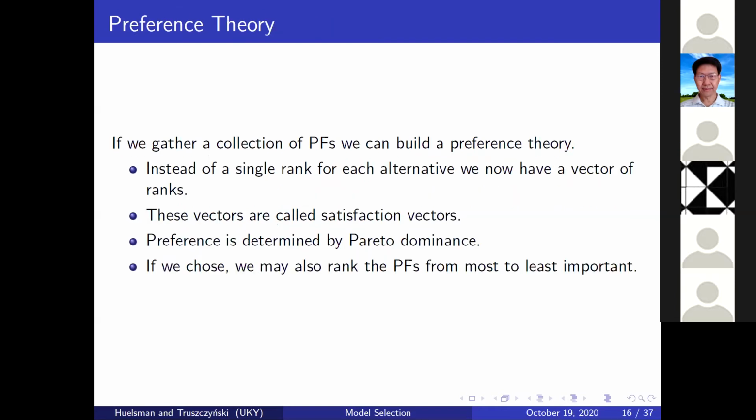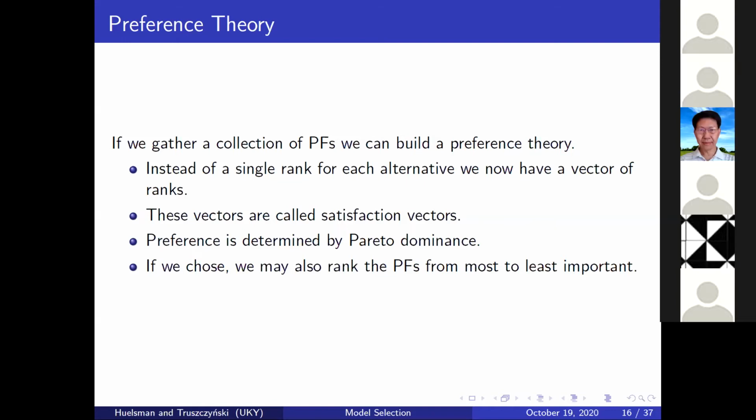We can further complicate preference formulas by grabbing a collection of them. When we have a collection of preference formulas, we call it a preference theory. Instead of having a single rank for each alternative, we now have a vector of ranks, one entry for each preference formula in the collection. Typically these are called satisfaction vectors. Preference is then determined by Pareto dominance.